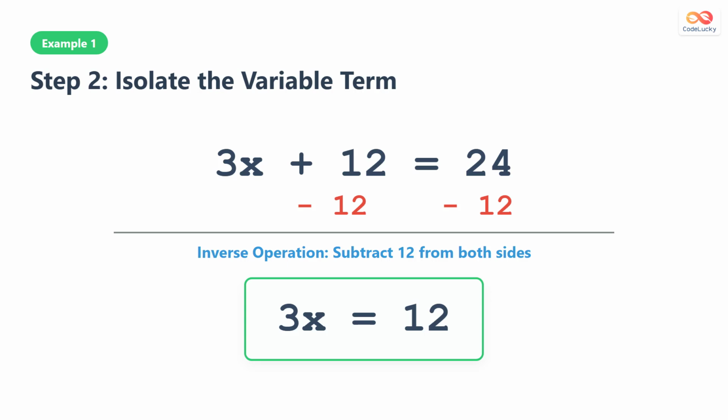Now we need to isolate the variable term, which is 3x. We have a plus 12 here, so we will use the inverse operation. We subtract 12 from both sides of the equation. 12 minus 12 cancels out, and 24 minus 12 is 12. We are left with 3x equals 12.